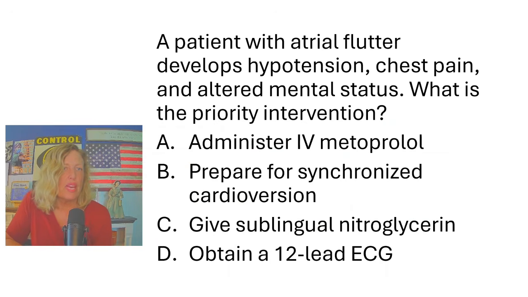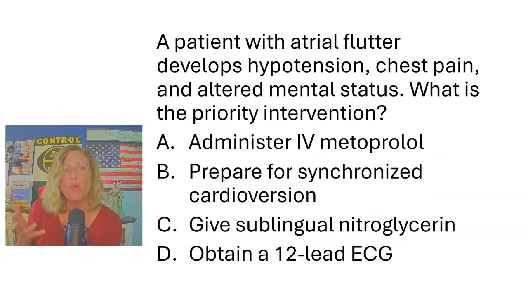A patient with atrial flutter, remember that's that sawtooth pattern, multiple P waves for every QRS, develops hypotension, chest pain, and altered mental status. What is the priority intervention? So some people can sort of be living in atrial flutter. The risk is they're going to throw a clot. So we give them anticoagulants to prevent that from happening, but they can sort of live in that.